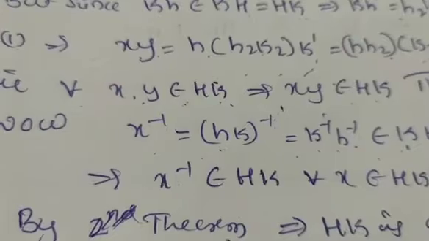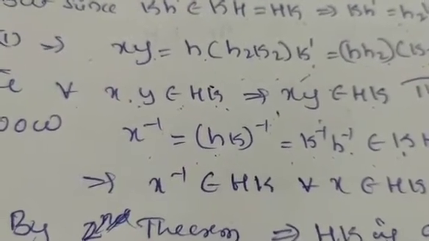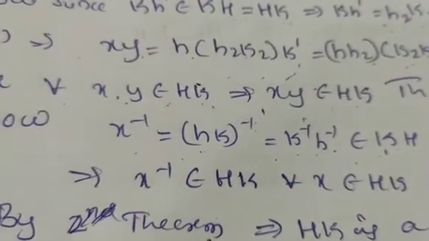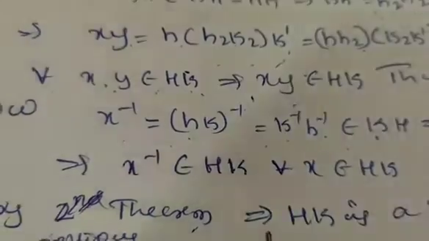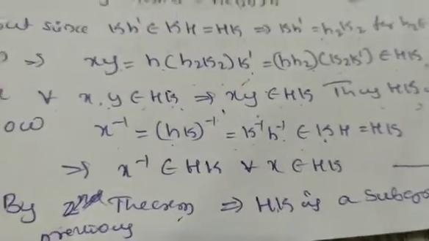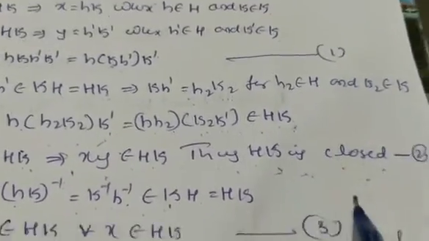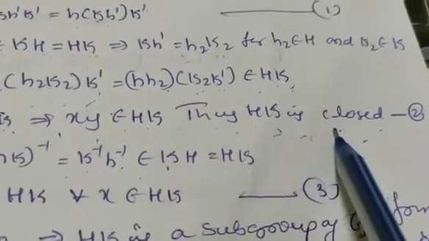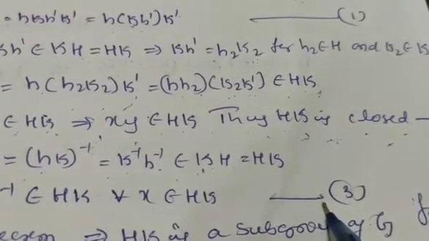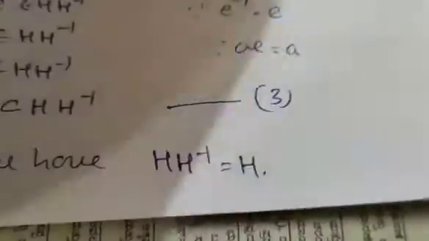By one of the previous theorems we have: if for all a, b belongs to H, a into b belongs to H and a inverse belongs to H, then this implies H is a subgroup. So this implies HK is a subgroup of G. This is from equations 2 and 3, because here it satisfies the closure law and the inverse also exists. So from these two properties we can say that HK is a subgroup of G.